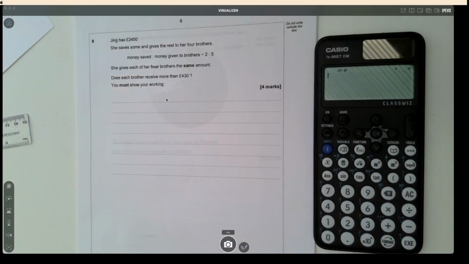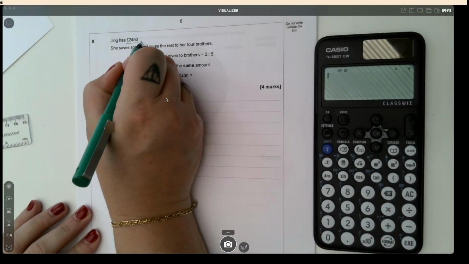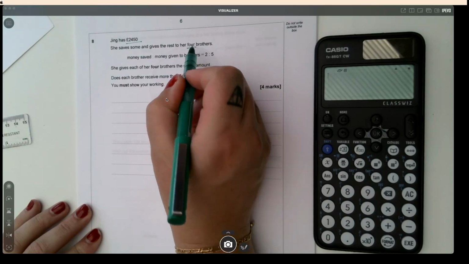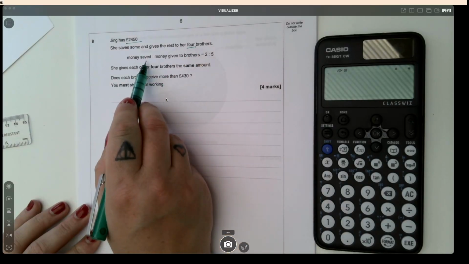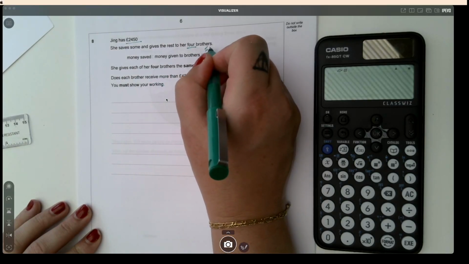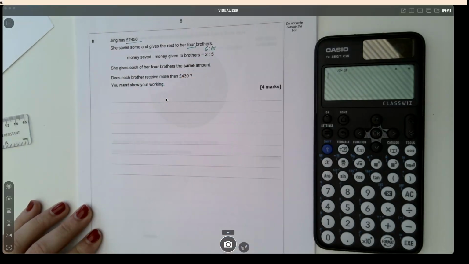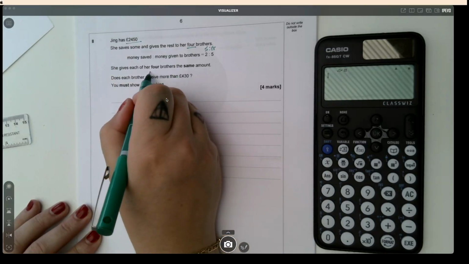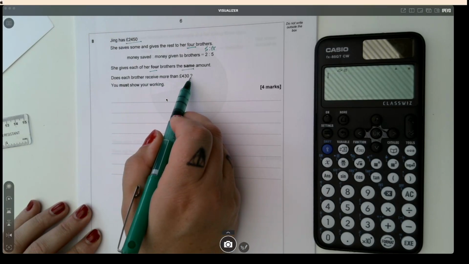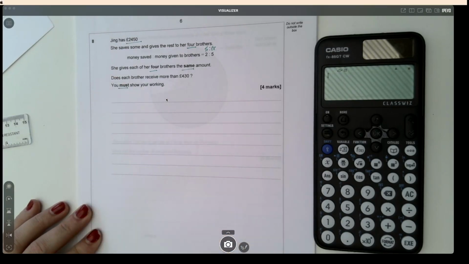Question 8. Jing has £2,450. She saves some and gives the rest to her 4 brothers. So the ratio of money saved to money given to the brothers is 2:5. So saved and given. She gives each of her 4 brothers the same amount. Does each brother receive more than £430? You must show your working out.